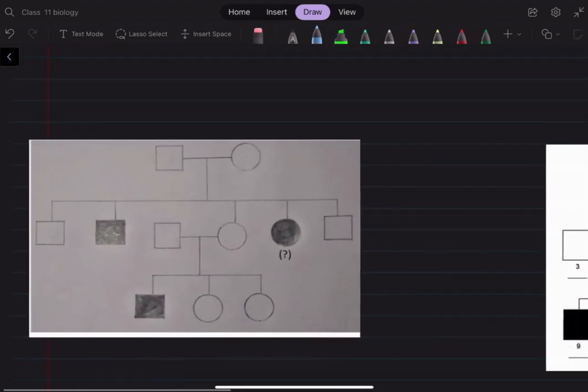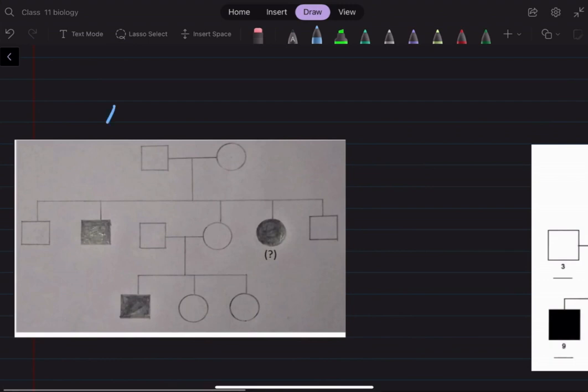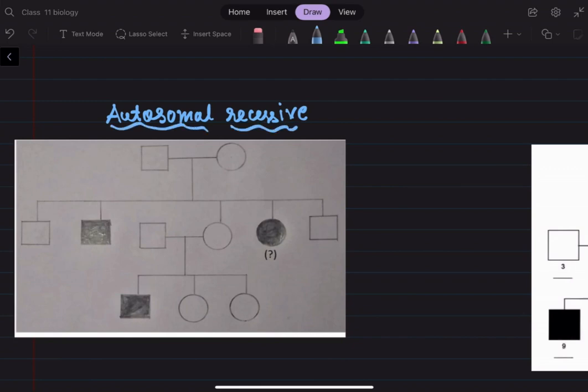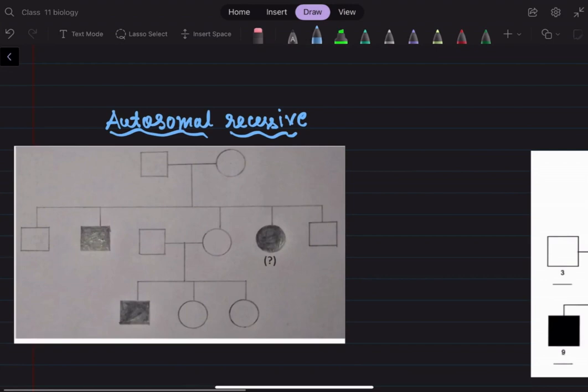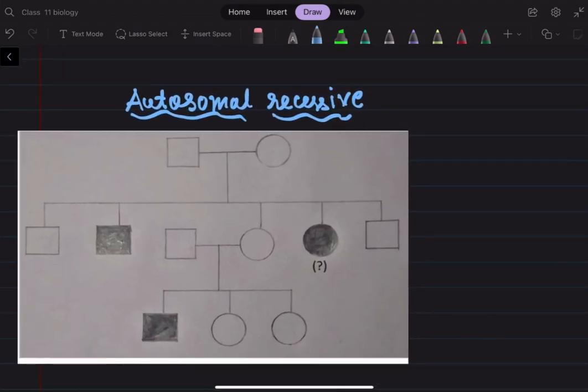This first one is autosomal recessive. How can we say this is autosomal recessive? First thing you see is that the parents here are unaffected, but the children here are affected. That means the only possible explanation for this is that the parents have a heterozygous condition, but the defective gene is recessive.